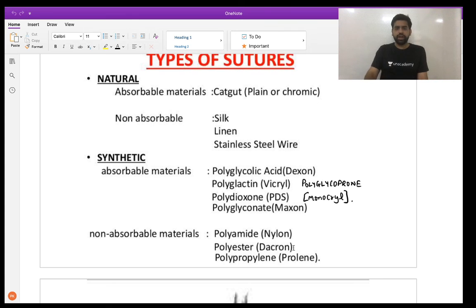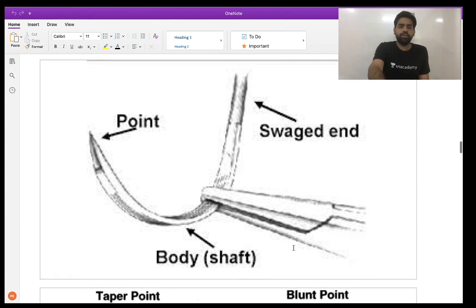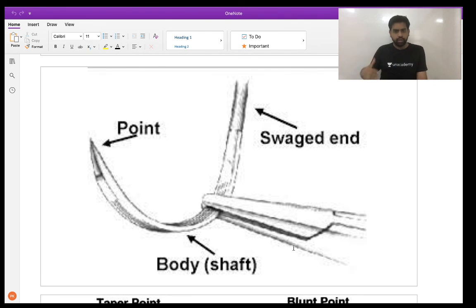For now, just understand the name of the suture and the chemical constituent of that suture. Now moving on. This is basically what we talked about till now. This was about the thread. So what do we have? In the suture we have the needle and then we have a thread attached to it. Whatever we talked about till now was all about the thread. Now let us talk about the needle.